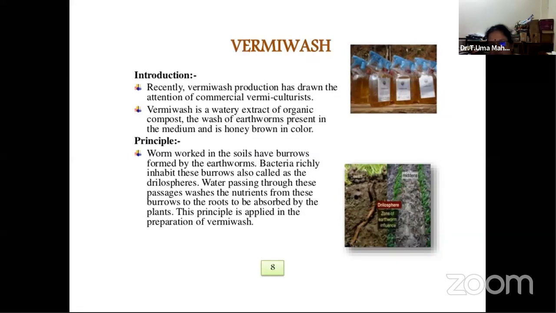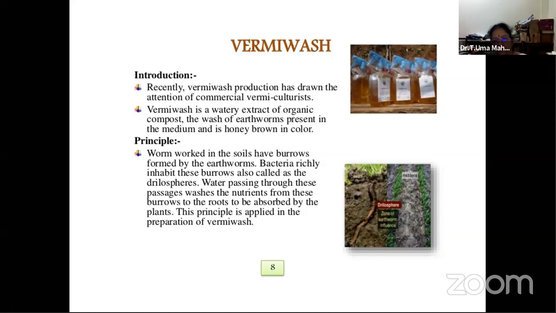I think I told you in the bed method, when you apply watering, sometimes you apply excess water, because the bed needs only 70% moisture. So the excess water has to get drained off. I told you to create some drainage, so that water also you can collect and utilize. That brown fluid coming out from the shed is nothing but the vermi wash.